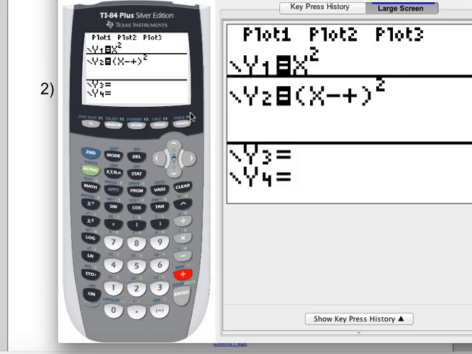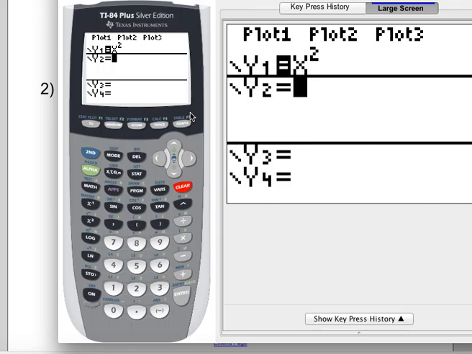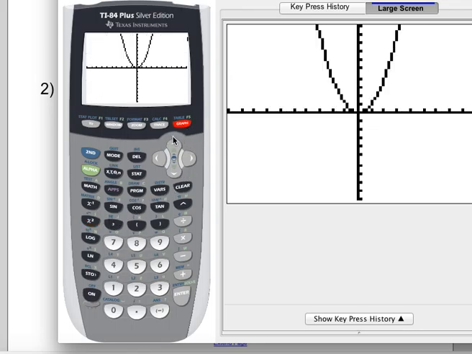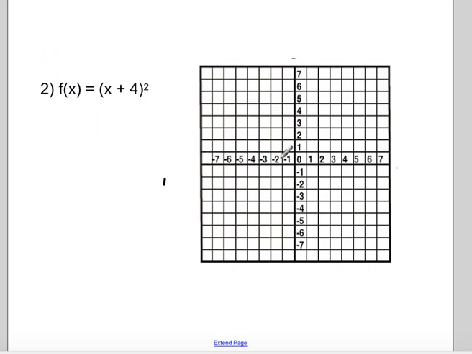oops, delete that out of there. So I'm going to redo that. Punching that function in there, we've got x plus 4 squared. So graphing that one out, there's the original one, and this time when it was x plus 4, it moved it 4 to the left.